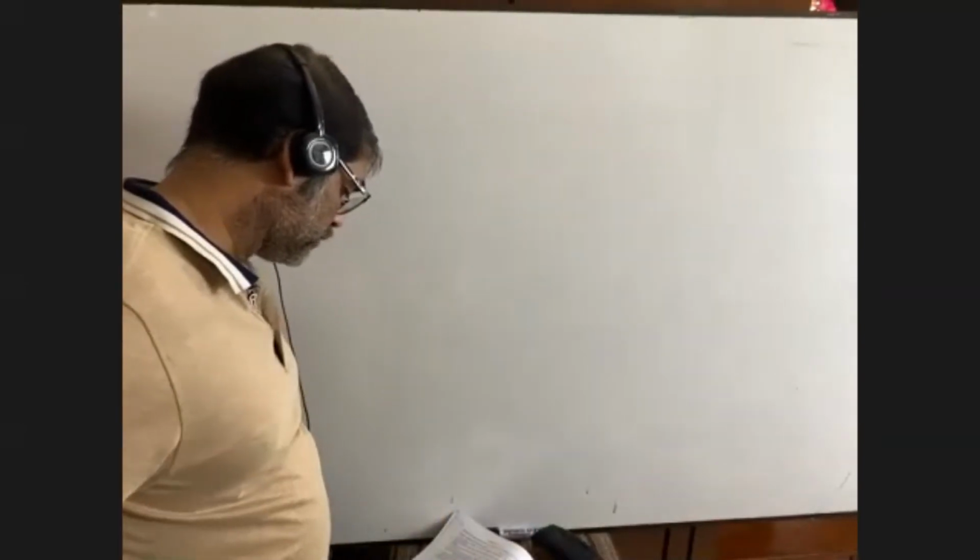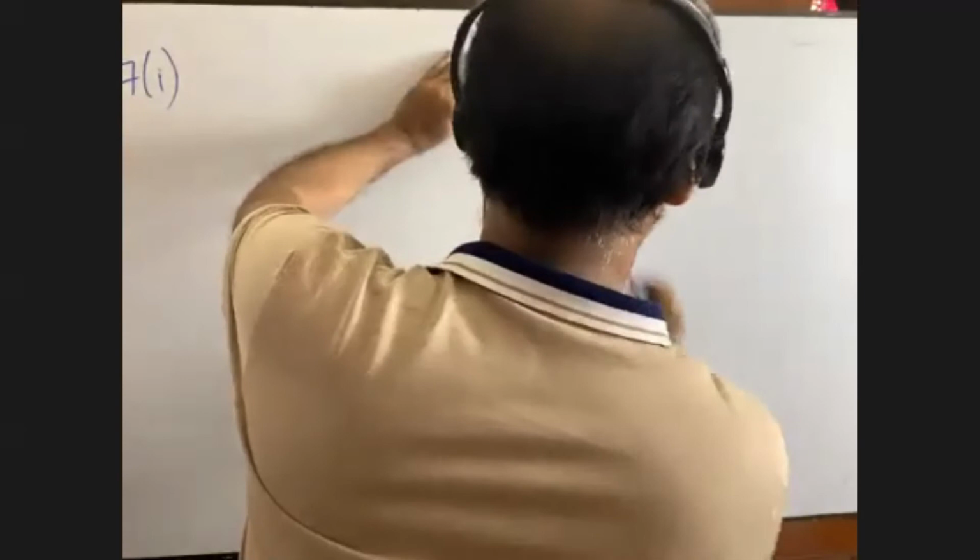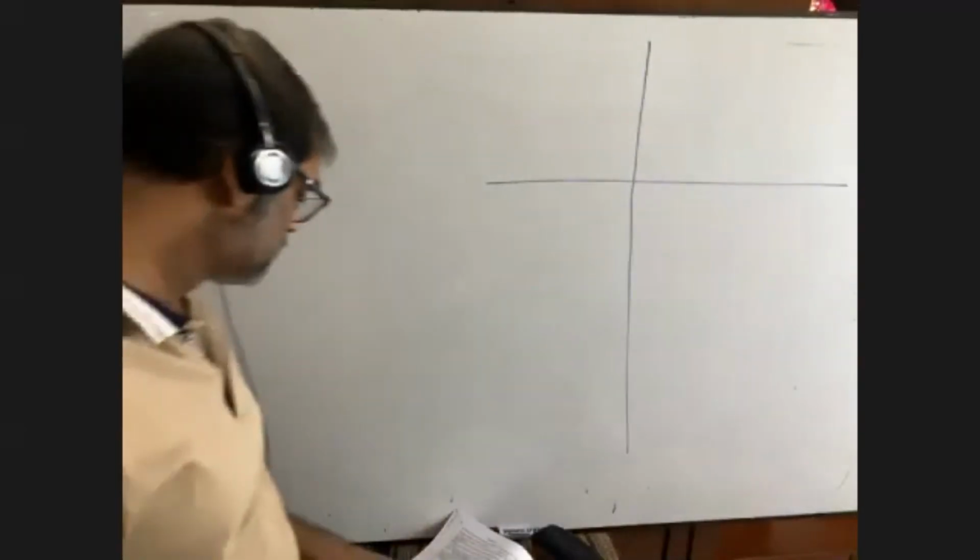Now I am going to question number 7. The line segment joining these two points is trisected by the axes of coordinates. Oh my God, it is really the hardest one. I have used the word: the hardest one. Question number 7.1.